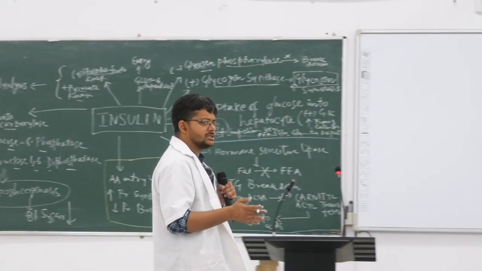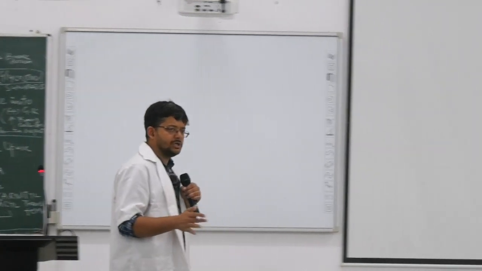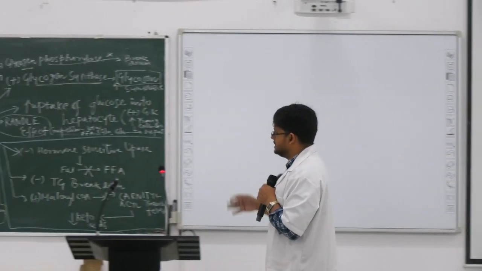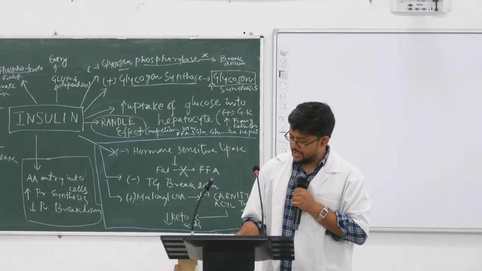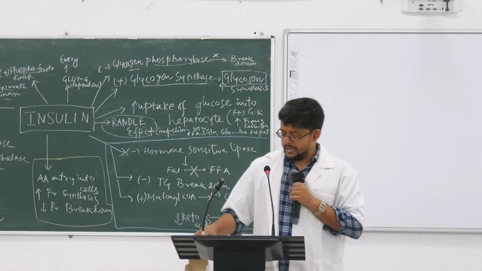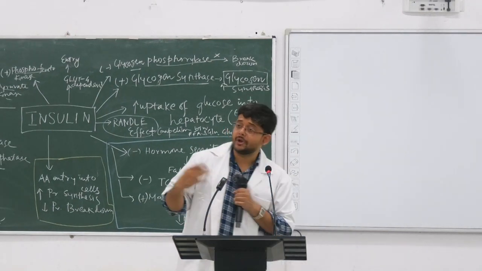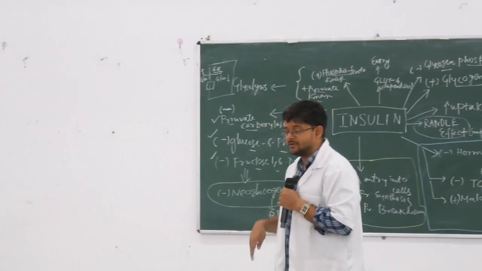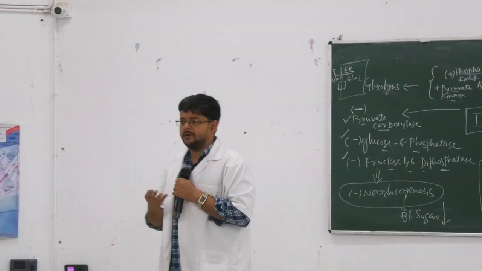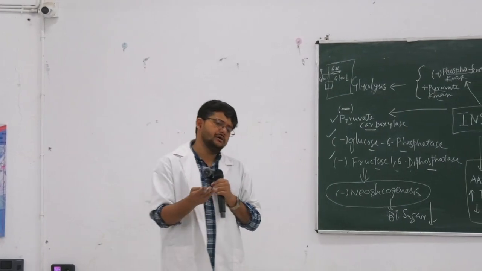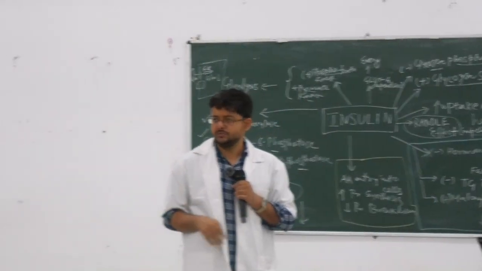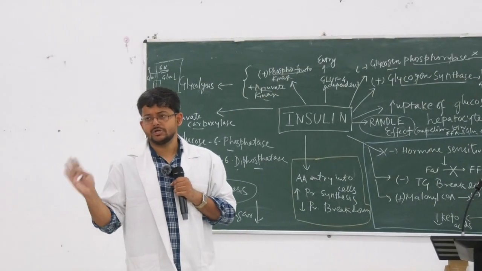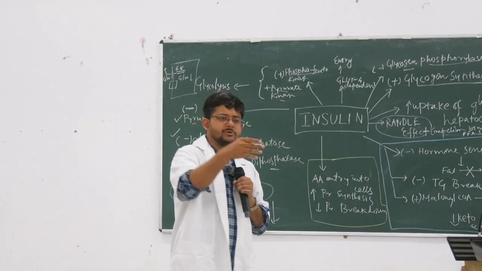GLUT transporters are facilitated diffusion, they don't require any ATP, whereas SGLT2 is secondary active transport, so it depends on ATP. But that ATP usually comes from the primary active transport on the basolateral membrane of the cell. It may be an intestinal epithelial cell, or it may be a renal cell in the convoluted tubules, and that is the sodium potassium ATPase from where the ATP supply is happening.